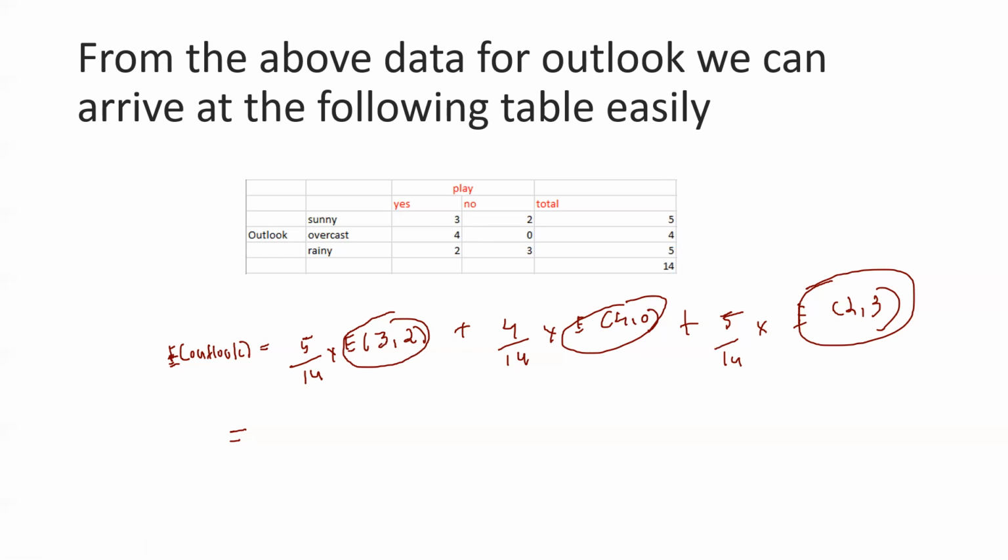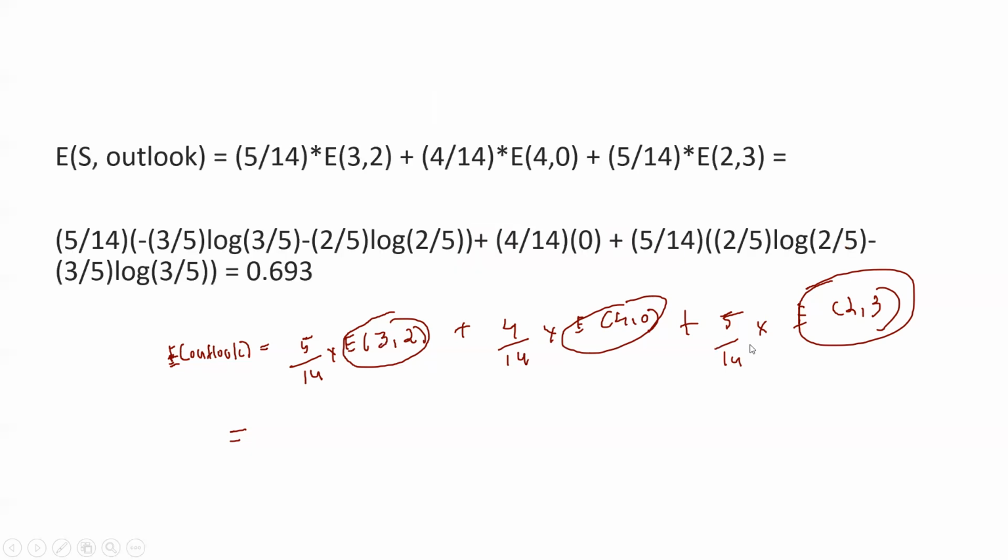Minus 3 by 5 log of 3 by 5 into 2 by 5 log of 2 by 5. Okay, that's the formula we want to use. I will be showing that also. So now we calculated this for 4 by 14 into E of 4 by 0, 5 by 14 of E of 2 by 0. We are done with this.